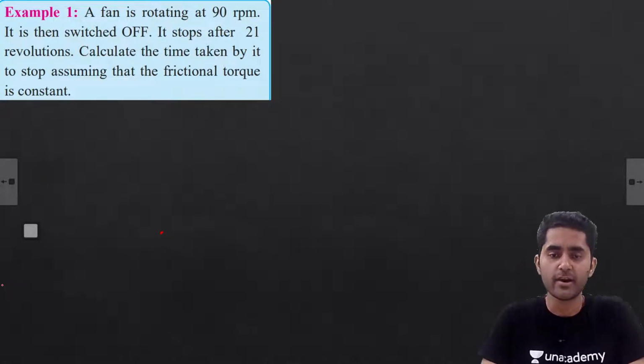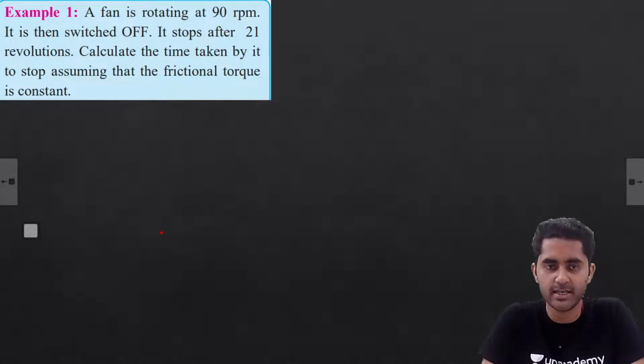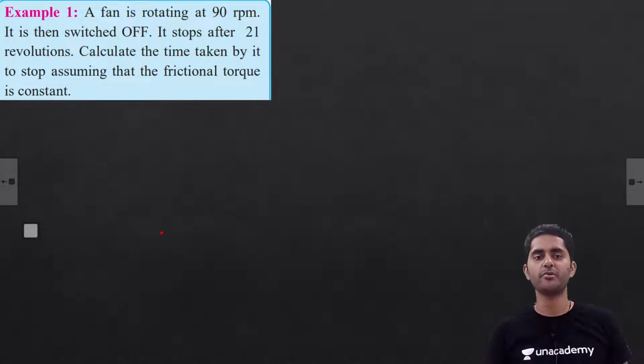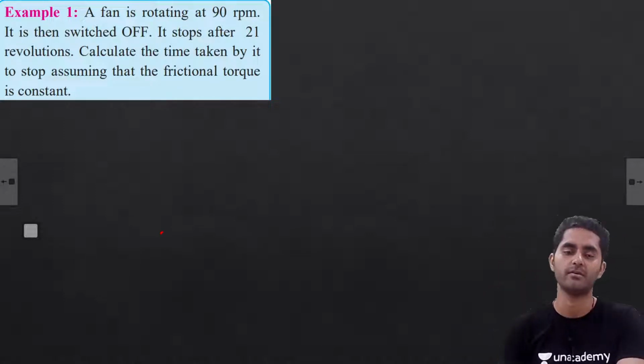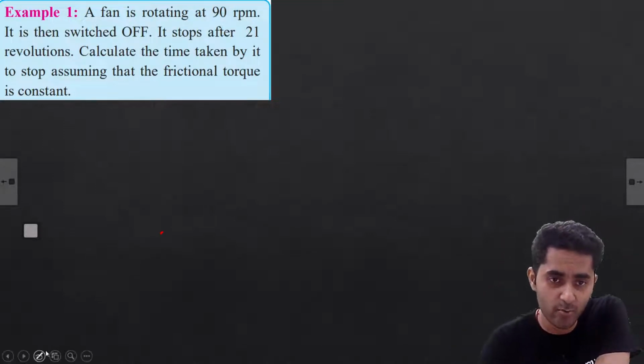A fan is rotating at 90 rpm. It is then switched off. It stops after 21 revolutions. Calculate the time taken by it to stop, assuming that the frictional torque is constant. See, a fan is rotating at 90 rpm. So let us first see what this rotation is. RPM means it is frequency.